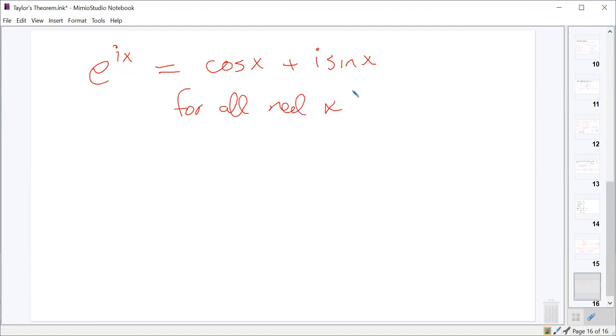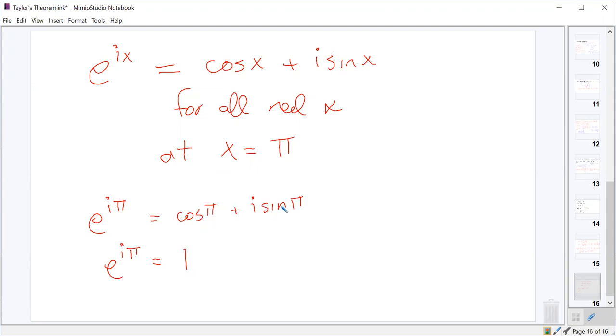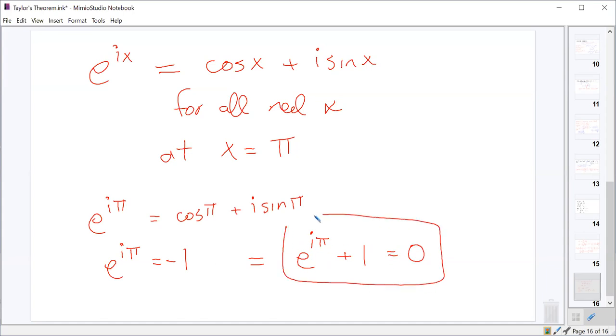And the even cooler thing about this is that if we evaluate this at x equals pi, we end up with e to the i pi, which you've probably seen before, equals the cosine of pi plus i times the sine of pi. And that tells us that e to the i pi equals cosine of pi, which is negative 1, and i times the sine of pi, well, the sine of pi is 0. i times 0 is 0, which gives us the very famous Euler's identity, e to the i pi plus 1 equals 0, right?